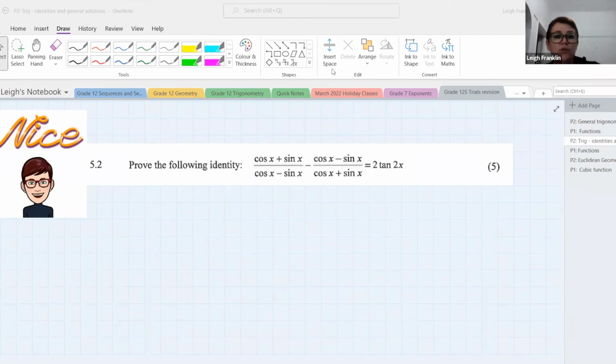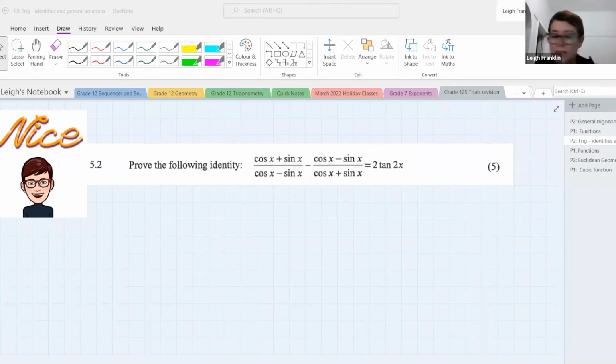Yes, Michelle, 2 sine p cos p is your sine double angle identity. Okay. All right, so now they want us to prove an identity, if we can move on to this one. All right, so they've given us this.